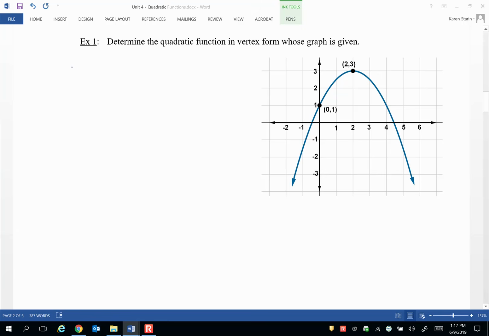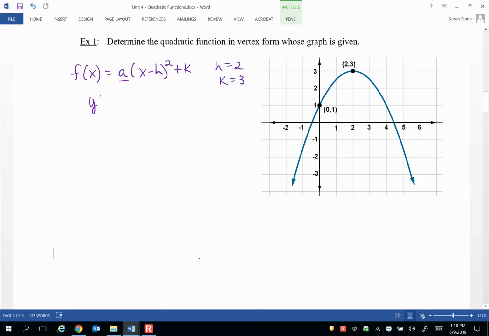So in vertex form, the general form is f of x equals a times x minus h squared plus k. We can actually read h and k. So we have h and k already. H is 2 and k is 3. But let's hold on to those for a second because the only thing we don't know is a, and we can use the fact that we have another x and y.